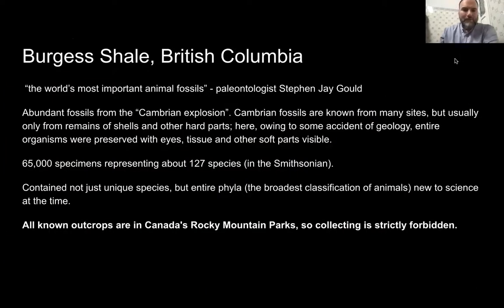So another big locality is the Burgess Shale, which is famous for the Cambrian explosion fossils and a lot of soft body preservation. The Smithsonian has 65,000 specimens, representing about 127 species. You can take guided tours there. There's no collecting allowed, as far as I know. I haven't been. It's on my bucket list. Can't do a presentation like this and not mention it. The world's most important animal fossils come from there, according to Stephen Jay Gould, so it must be good.